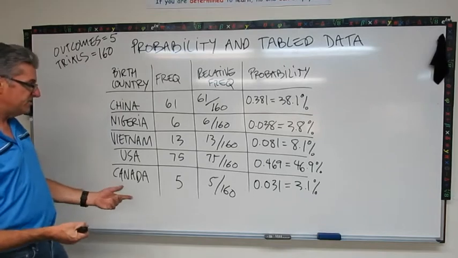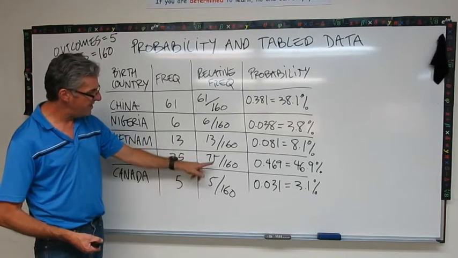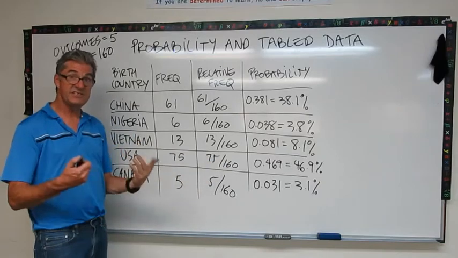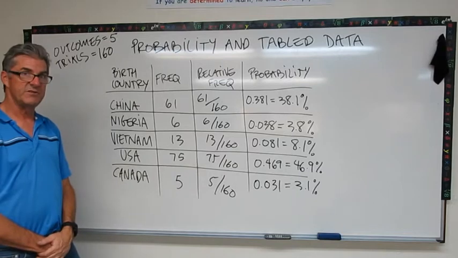That kind of makes sense too, because we have 75 out of 160, add another 5, we have 80 out of 160. That's exactly half there. So it shows up in the numbers right away in the relative frequency.